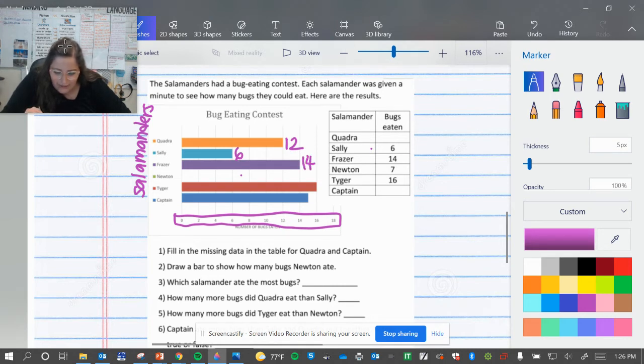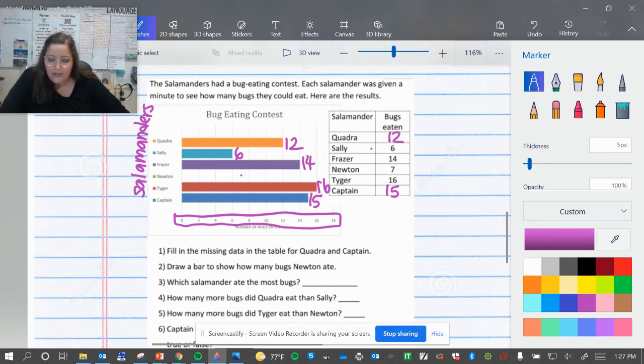Tiger is lined up with 16. That's a weird one, sorry. Captain's not lined up with 14. He's not lined up with 16. He's halfway between. What's halfway between 14 and 16? 15. Okay, so I can fill in on this chart that Captain ate 15 and Quadra ate 12. Now I have a missing bar here for Newton.